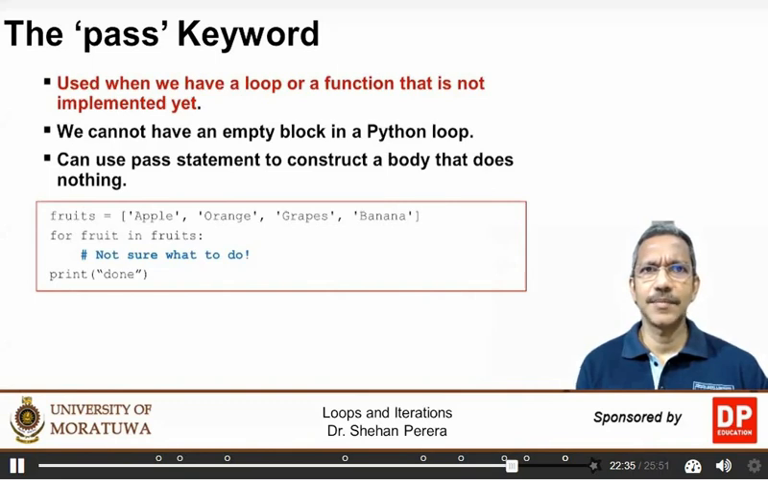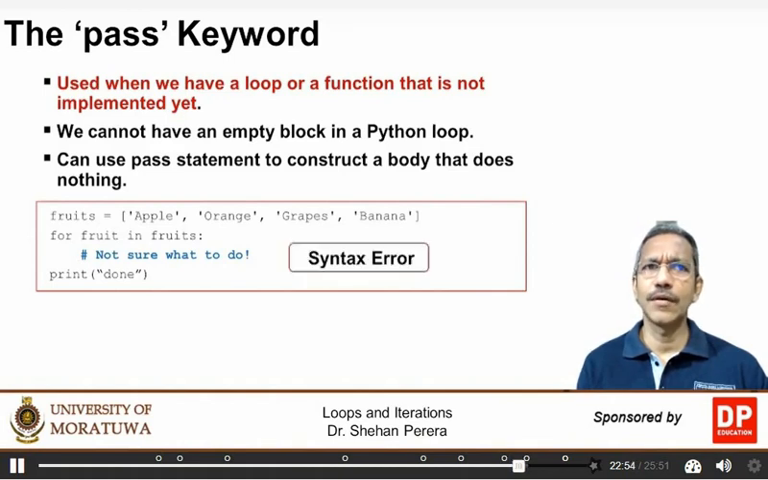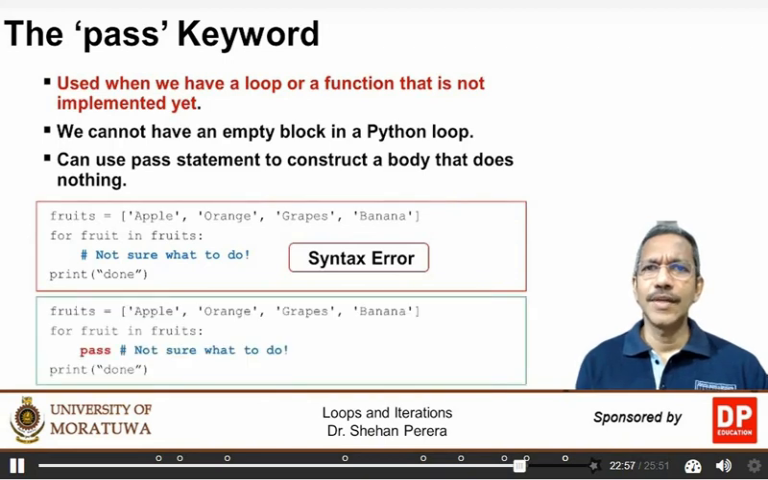In this example, we have a collection of fruit. At the time of writing the loop, we do not know what to do with the fruits. So if we put them in an empty block like we have here, we will end up getting a syntax error. So how do we avoid this? We can avoid this by using the pass keyword.